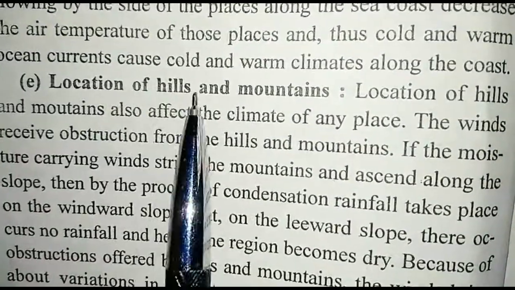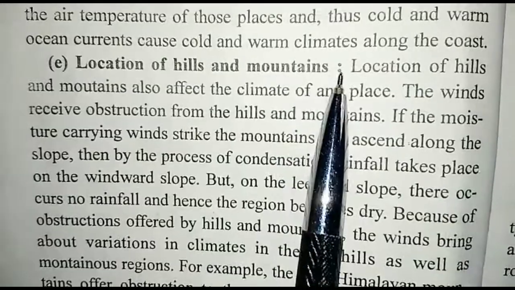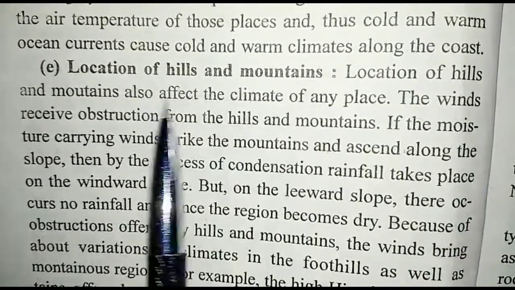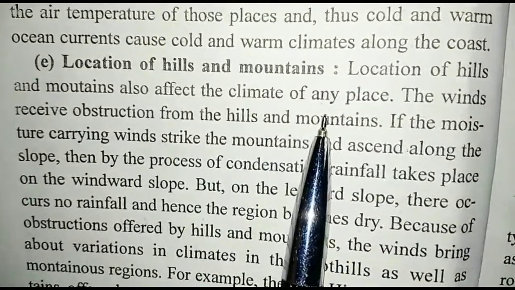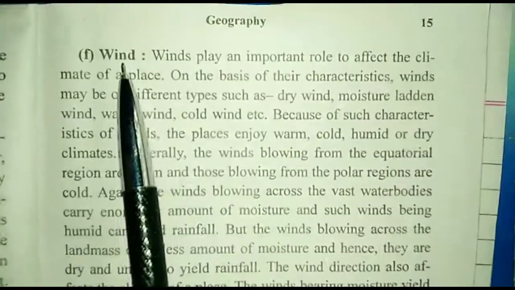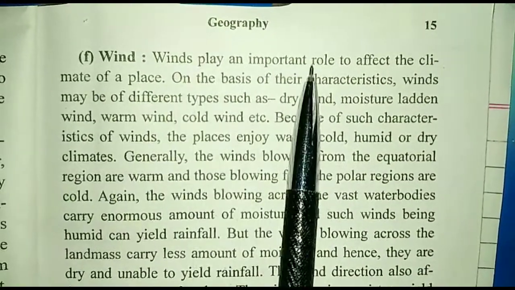Means the location of hills and mountains also creates the variations in the climate in different places. The next factor is wind. Winds play an important role to affect the climate of a place.